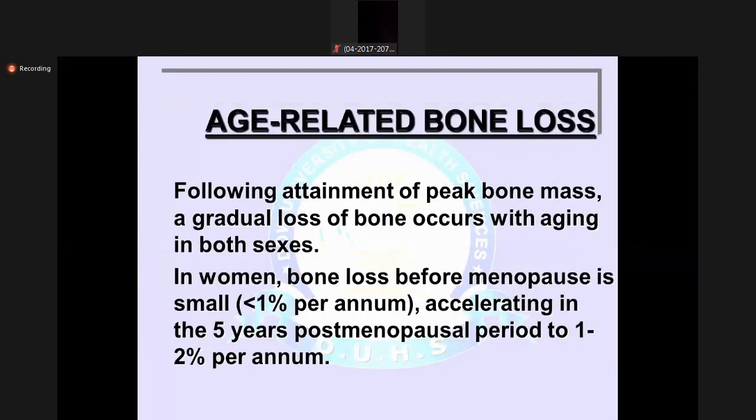Following the attainment of peak bone mass, once it is achieved during adulthood, a gradual loss of bone occurs with aging in both the sexes. In women, bone loss before menopause is less as compared to that which occurs after menopause, due to the estrogen deficiency.